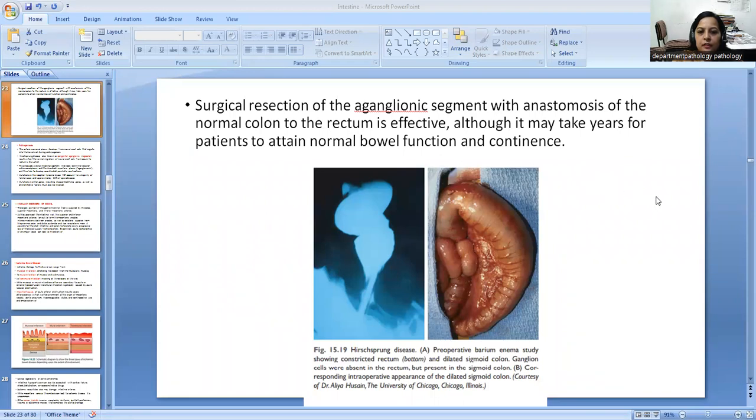So here we can see the surgical section of the aganglionic segment with anastomosis of the normal colon to the rectum is effective, although it may take years for patients to attain normal bowel function and continence. This is Hirschsprung disease. A is a preoperative barium enema study showing constricted rectum at the bottom and dilated sigmoid colon. Ganglion cells were absent in the rectum but present in the sigmoid colon. Corresponding intraoperative appearance of the dilated sigmoid colon.